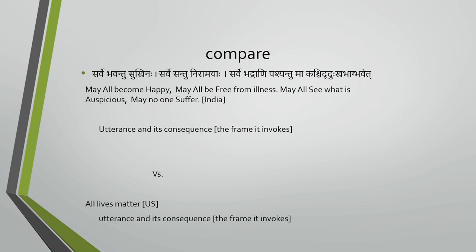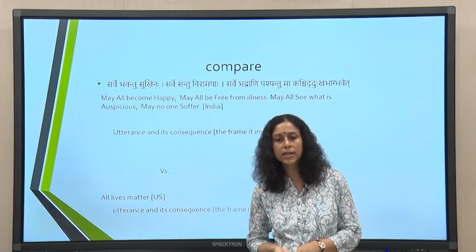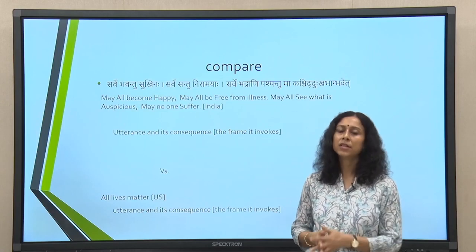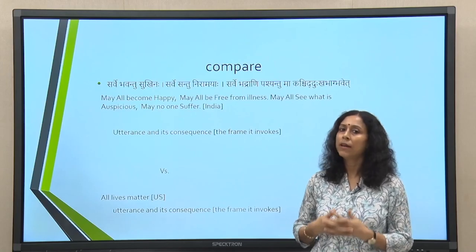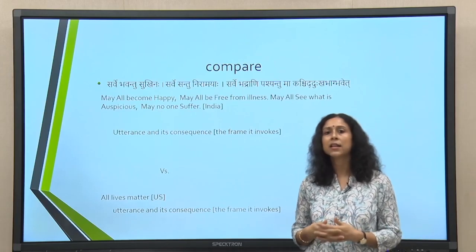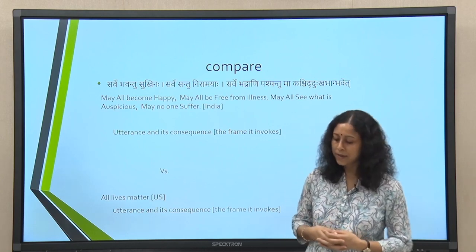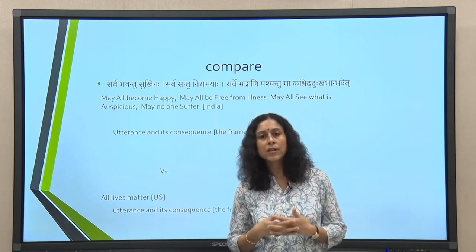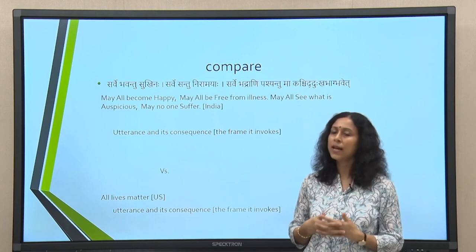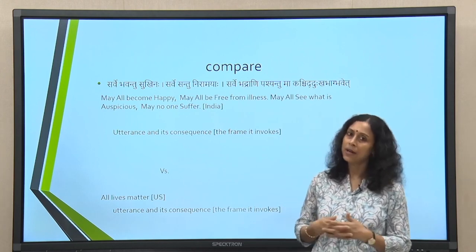I will conclude this section with two sentences, and I leave it to you to interpret them. The first one is, sarve bhavantu sukhinah, sarve santu niramaya, sarve bhadrani pashyantu, ma kashchit dukkha bhag bhavet, meaning may all become happy, may all be free from illness, basically invoking well being of every being, not just humans, not just animals, but every being. So, every living thing should be happy and without problem. Once you utter this sentence, the kind of frame we invoke and the consequences of that frame, you can easily understand.